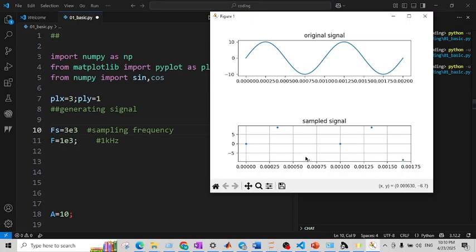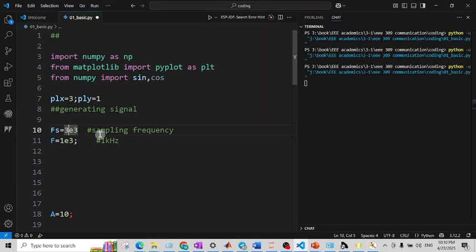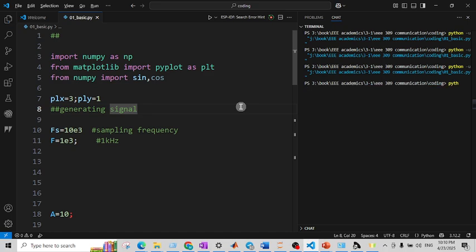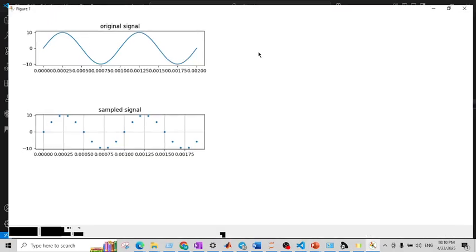That means we have to increase the number of samples per second. That means we have to increase fs. Let's say fs is 10 kilohertz, and now let's see how the signal will be. Okay, it's taking some time. Okay, so this is our signal.